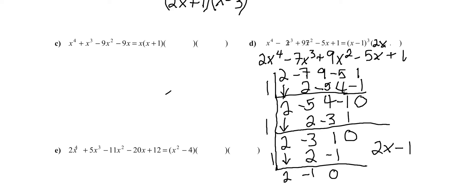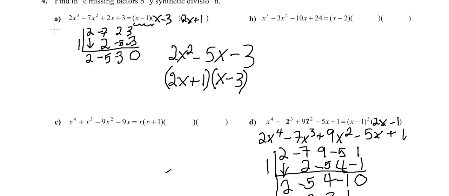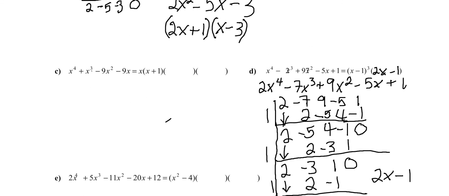We'll do one more practice. We're going to be doing C. Okay, so for C, we have 1, 1, negative 9, negative 9. Those are our points. And yeah, okay, perfect.